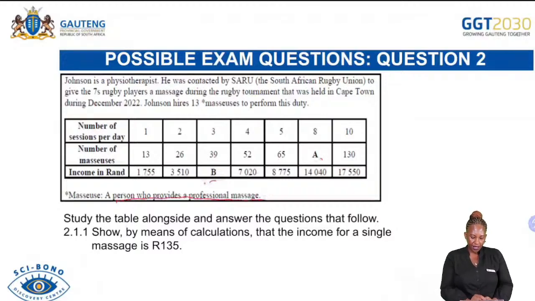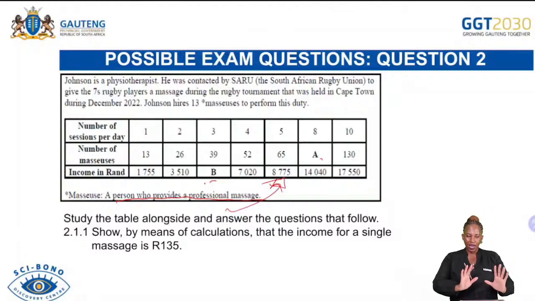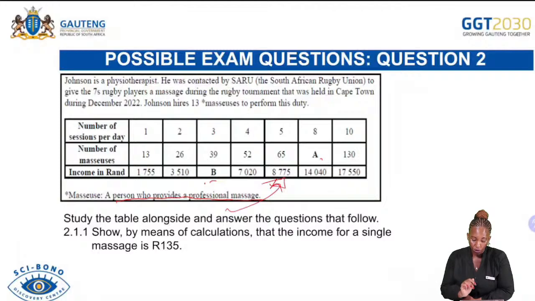Now it says study the table alongside and answer the questions that follow. So here we just have to study this table above and answer the questions that follow. Remember, when I blend, I had my table on the left hand side, and then I had my question on the right hand side. And then because of the space, I said, oh, now I'm going to need a space to do the calculations. Then I had to put my slide on the other side.